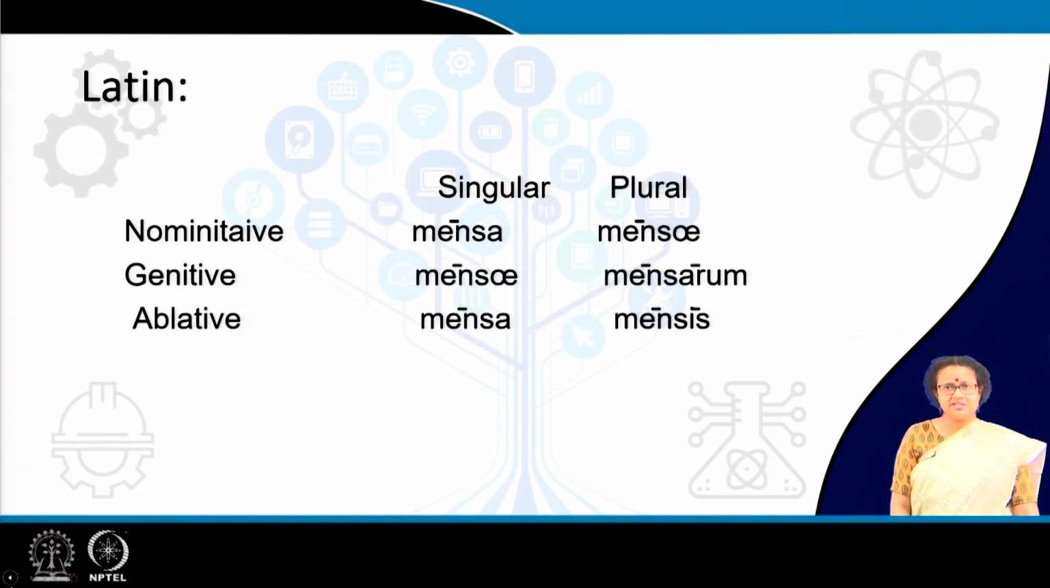Now, we have some data from Latin, where the paradigm is basically predicting certain patterns. If you know Sanskrit, then you are familiar with this pattern. Sanskrit has a similar pattern. So, based on the nominative, genitive and ablative cases, for both singular and plural, you have the following pattern, which is basically indicating certain ideas.